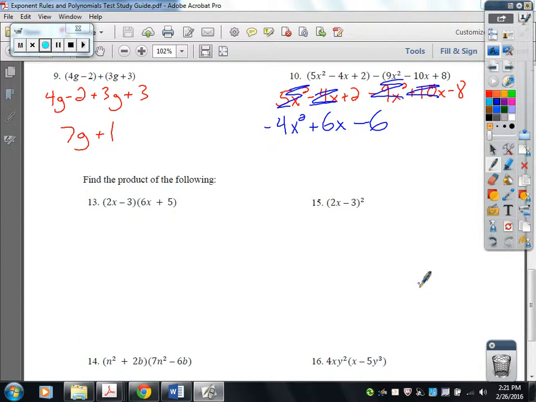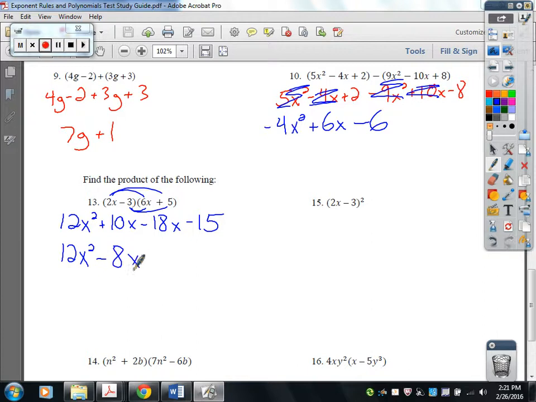Moving on. This is going to be double distribution, so 2x times 6x is 12x squared, 2x times 5 is positive 10x, negative 3 times x is negative 18x, negative 3 times 5 is negative 15. So this becomes 12x squared minus 8x minus 15.